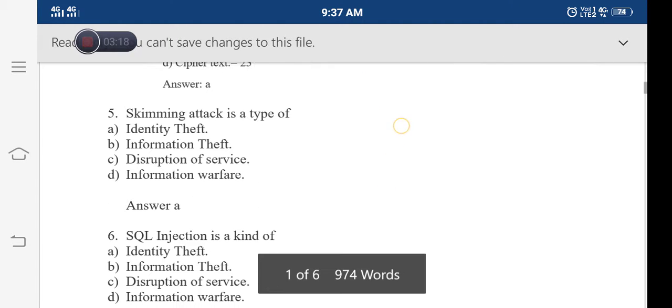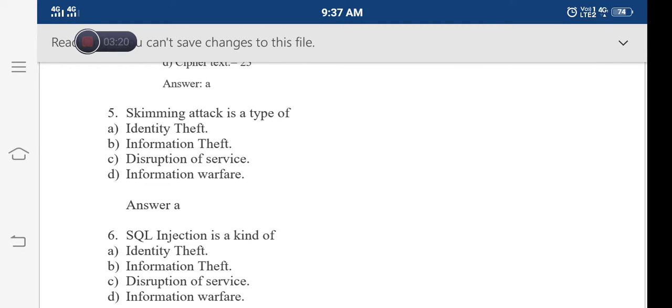Then the fifth question: skimming attack is a type of identity theft, information theft, disruption of service, or information warfare. The answer is identity theft, because it may involve the usage or gathering of information about an individual's personal details. So it is identity theft.